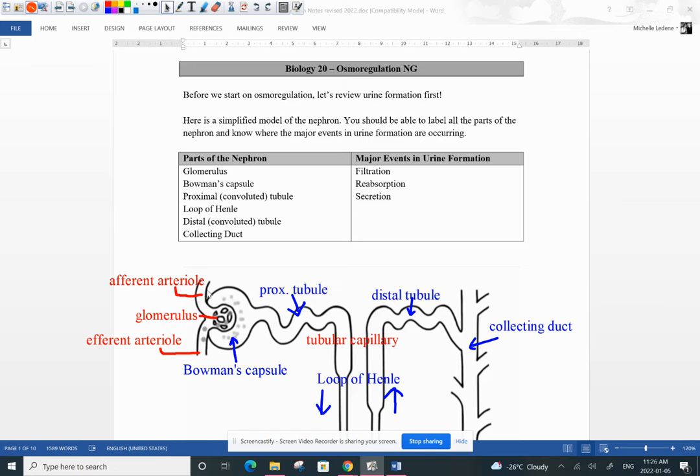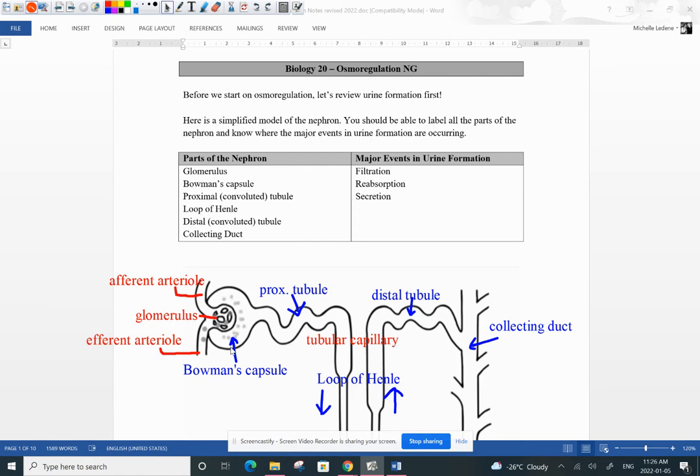Okay, so incoming blood, afferent arteriole, glomerulus is the capillary under high pressure because this is the only spot in your whole body where it goes arteriole, capillary, arteriole. Normally that's a venule. So this is making a high pressure in order for filtration to occur. We'll talk about those events in urine formation in just a second.